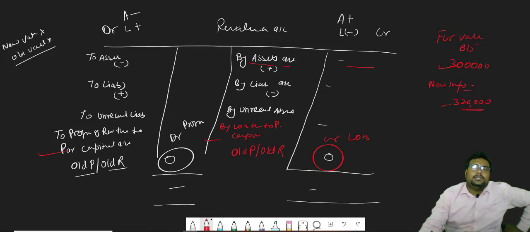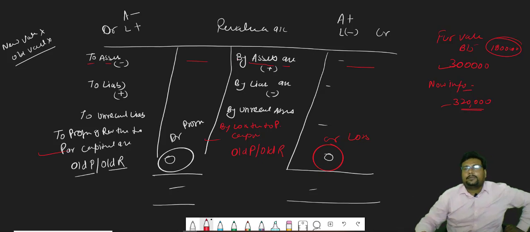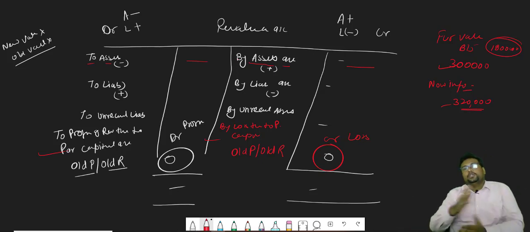Suppose you have a furniture value of 3 lakh. Now the furniture value is 1,80,000, and now your furniture has decreased by 1,20,000. So you will write here furniture account 1,20,000. This is the way we will learn how to solve revaluation questions. So you just see the format, and if you have any problem, please ask in the comment box if you have any problem with revaluation.